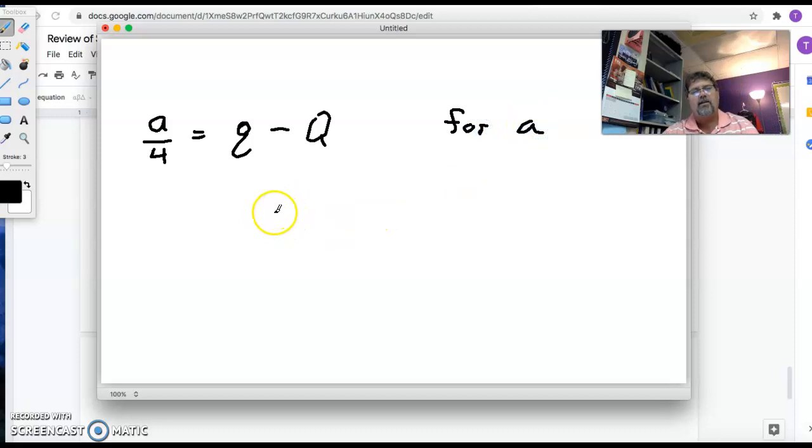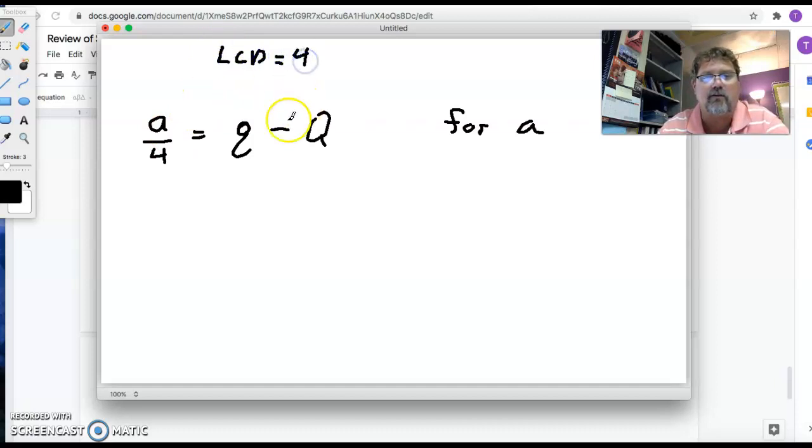Okay. Now, this is one of those cases where you want to clear your fractions, right? There's only one fraction that we're worried about here, and it's a over 4. So I'm telling you the easiest way to go at this is LCD is 4, clear your fractions. But the problem might be you're like, how am I going to get a out of this numerator? I mean, can I subtract 4? No, that won't work. A over 4 minus 4, that's not going to work.